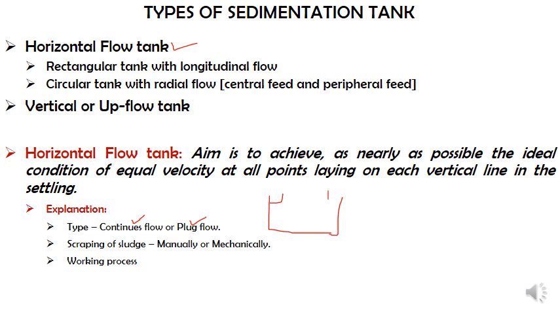Imagine this is just a simple example. This is an inlet arrangement through which the water will enter into this particular tank, and simultaneously the same quantity of water is going to go out. So if this particular inflow and outflow is continuous, then we call that a continuous flow rectangular tank with longitudinal flow.